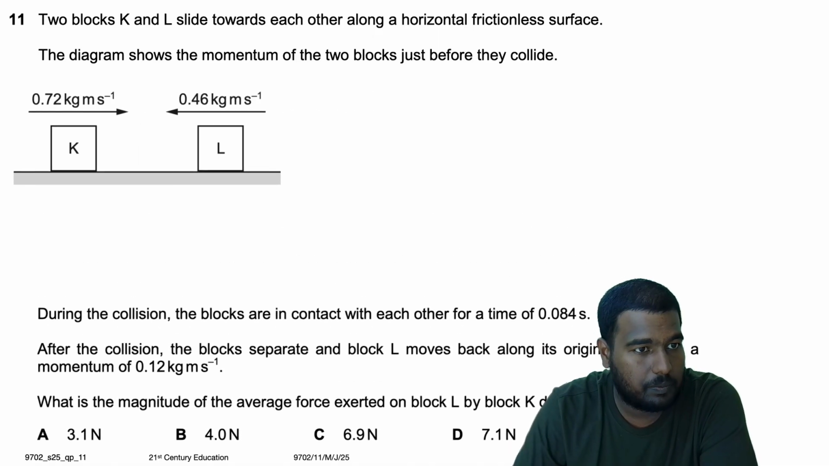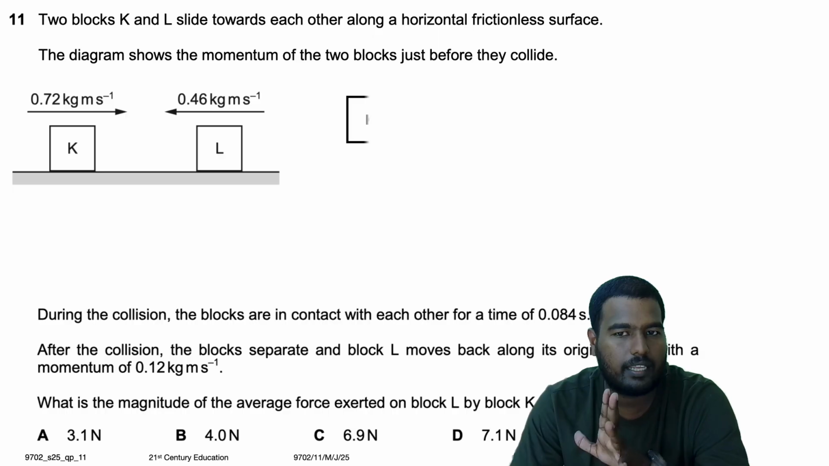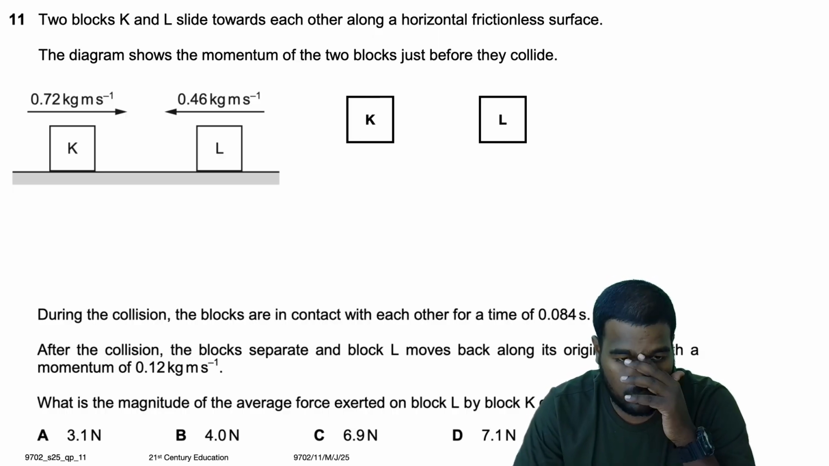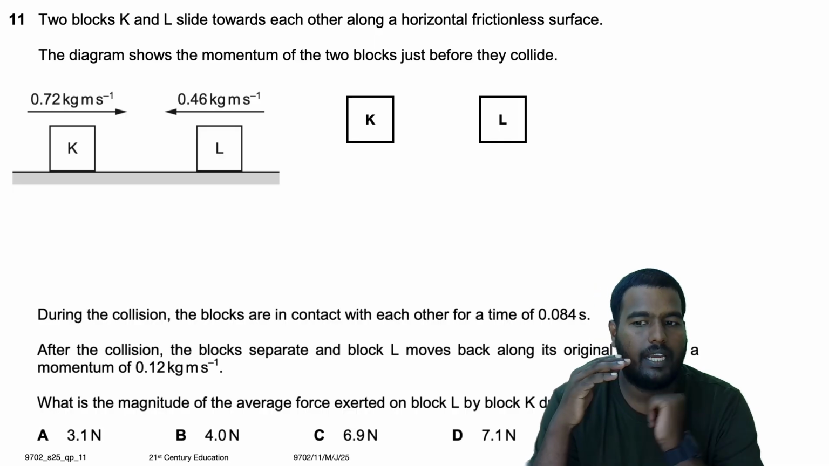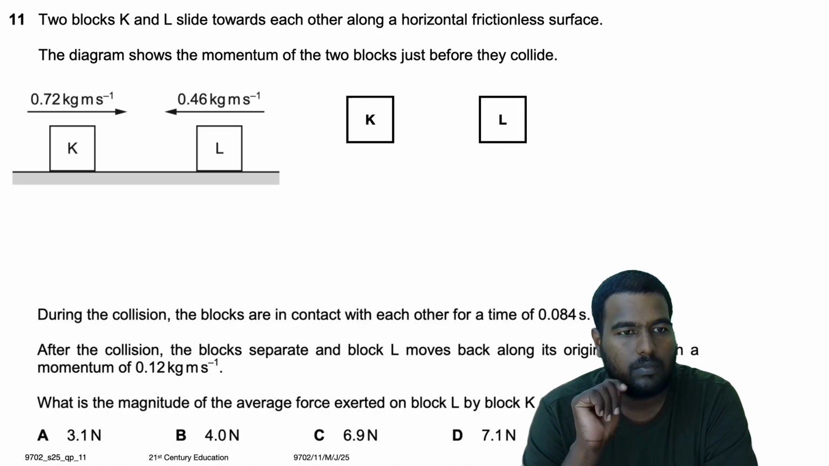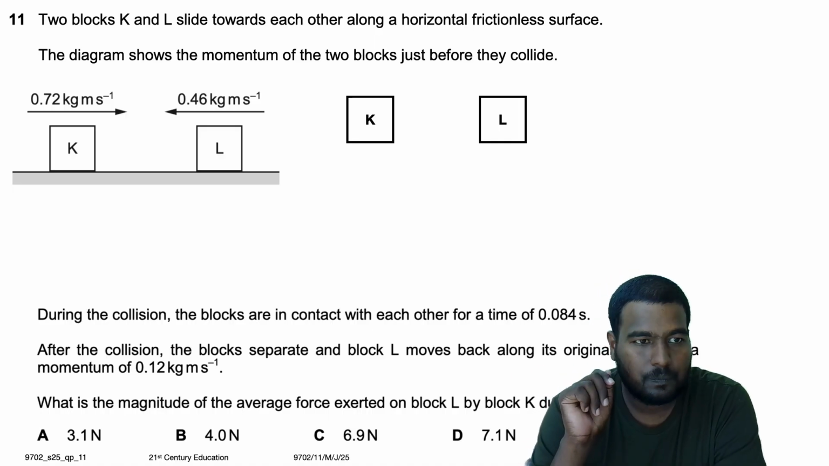Okay, let's create some space. Now, two blocks are here, K and L. So we will take any one direction positive. We can take this direction positive. We are interested in finding the force from K to L, so we'll take the force direction positive.